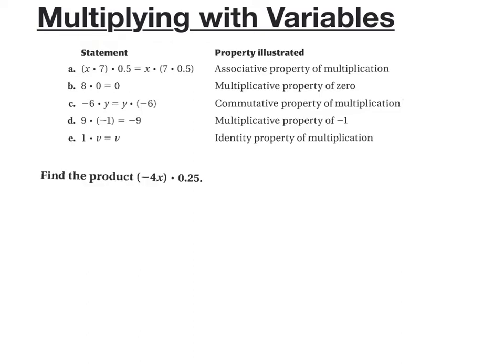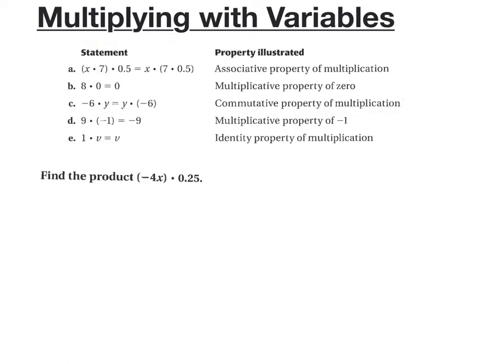Let's take a look at our first example. Here we want to find the product of -4x times 0.25. Now, in order to do problems like this, we're going to have to show a couple steps usually, and it's always a good idea to take them one step at a time and show our work as we go. Now, the associative property says that it doesn't matter how I group these factors. I really have three factors here. I have -4, I have x, and I have 0.25.